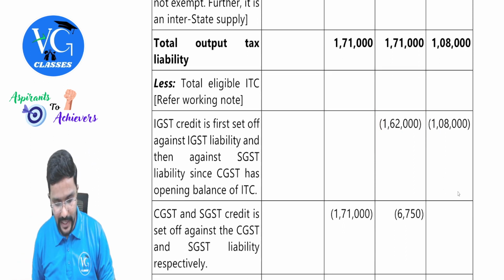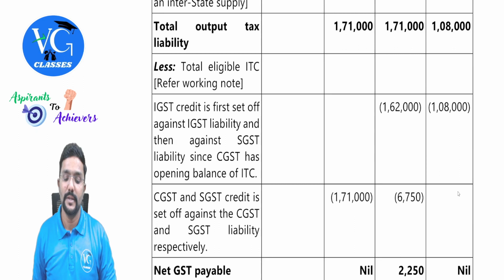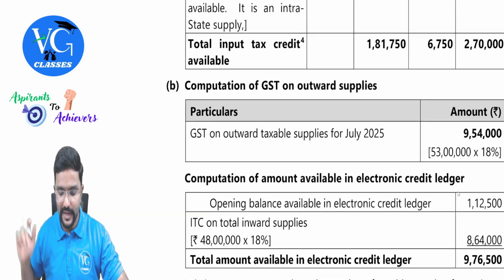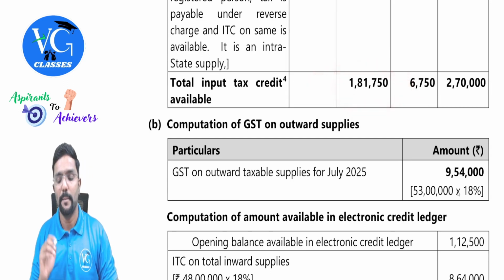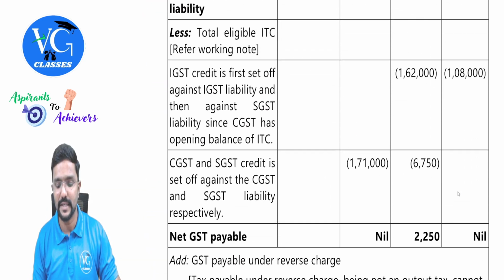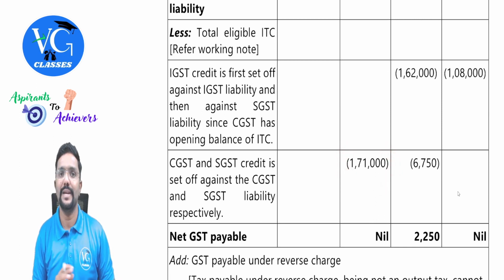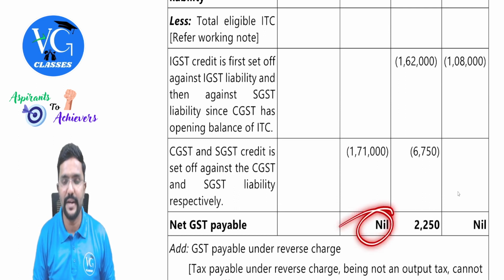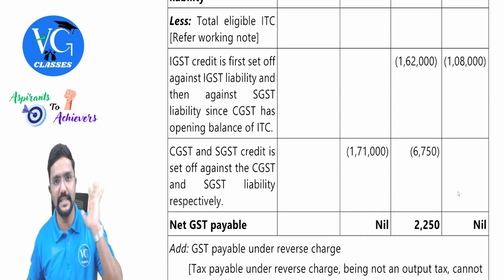Okay, sir. Then CGST credit. CGST we have how much, sir? Just a minute. 1,81,750, but the liability is less than that. How much is our liability? 1,71,000. Okay. So the amount to be paid through cash ledger with respect to output tax is nil.